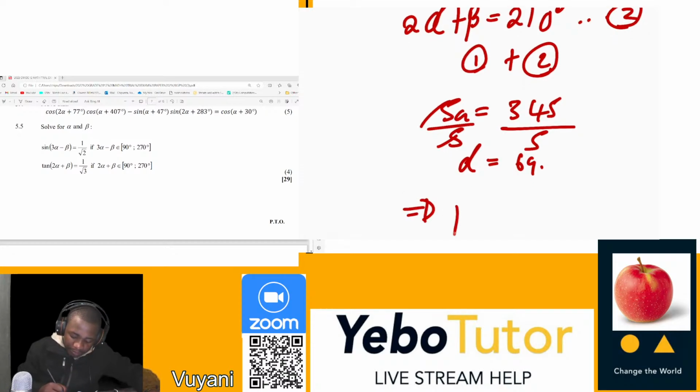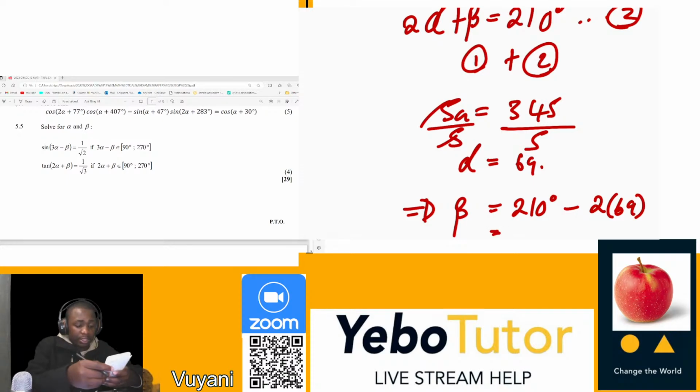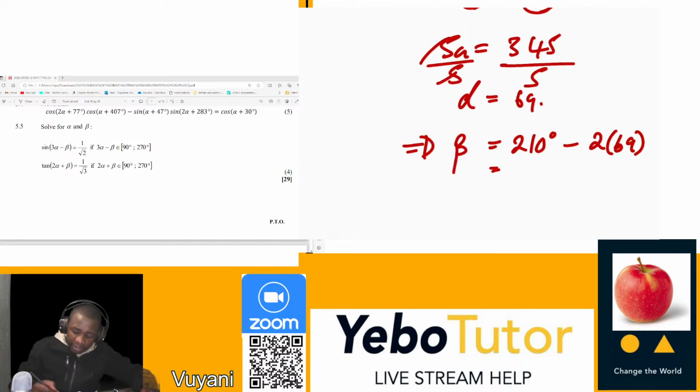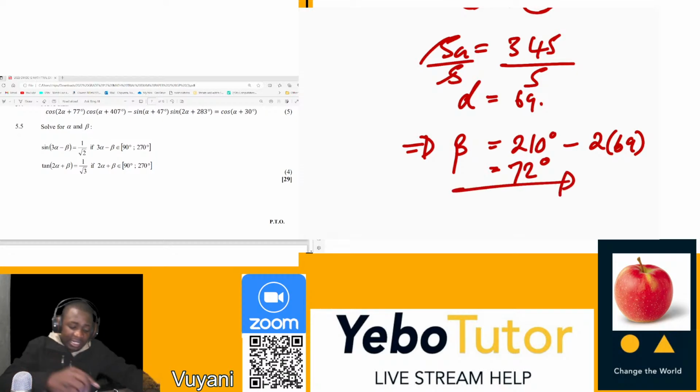Then our beta can just be equal to 210 minus 2 times our alpha, which is 69. Then after that we can say 210 minus 2 times 69. Then our beta is 72 degrees. So that's how we solve it. And just like that, we are able to solve what we wanted to solve.